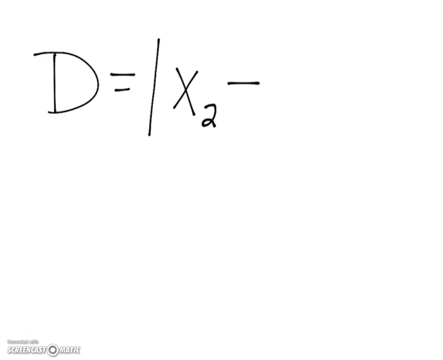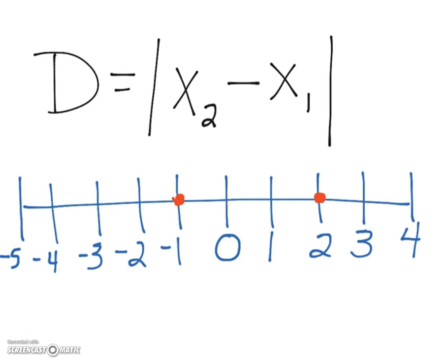This distance formula is going to be the absolute value of x2 minus x1. And you'll notice that both of these variables are x's because we're just dealing with a number line, so there's no y coordinate involved at all. So let's see if we can find the distance on a number line. Let me draw us an example.